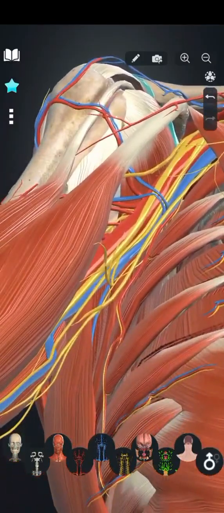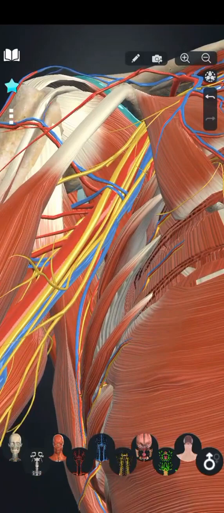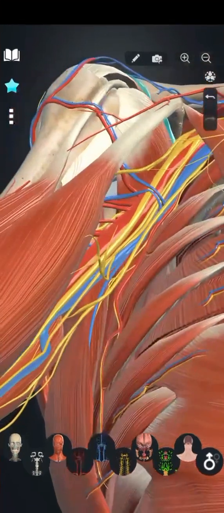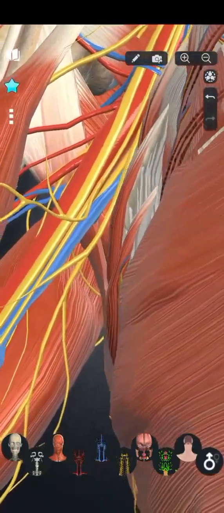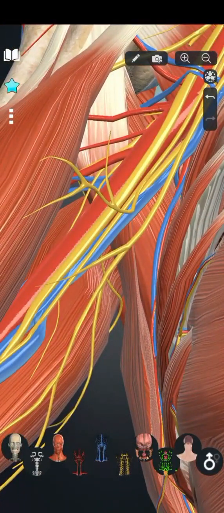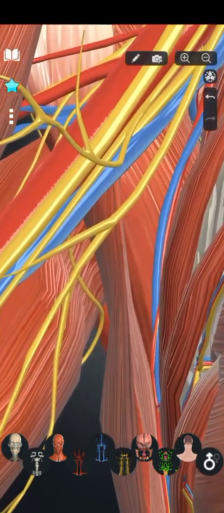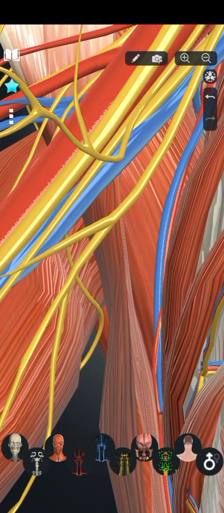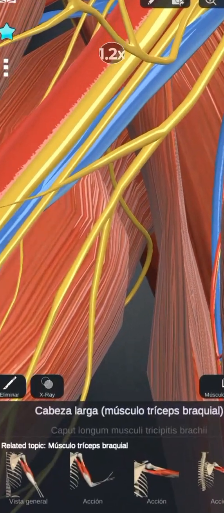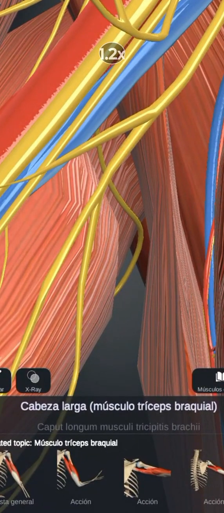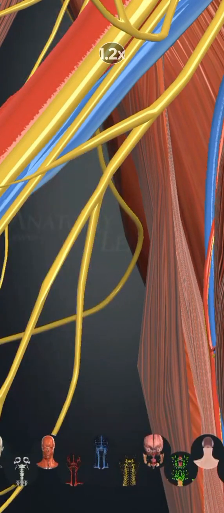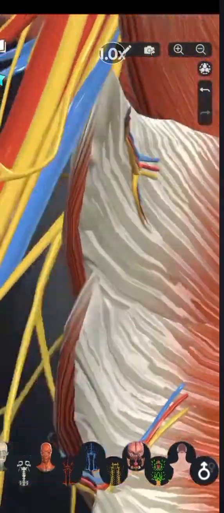Axillary vein. The axillary vein runs alongside the axillary artery and is responsible for draining blood from the upper limb. It is formed by the union of the brachial veins and the basilic vein and eventually becomes the subclavian vein. The axillary vein is an important structure in clinical practice because it is often used for venous access in medical procedures. Due to its large size and accessibility, it is commonly used for central venous catheter placement.